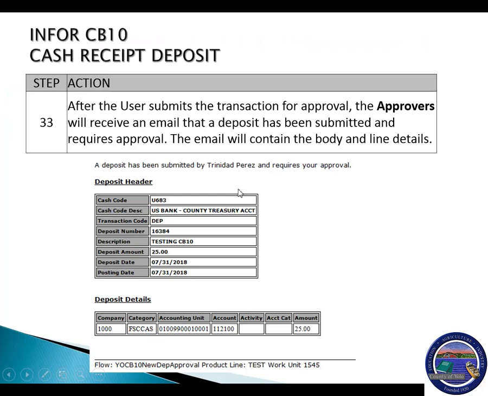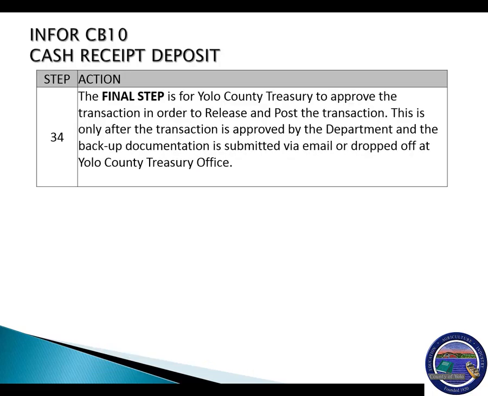After the user submits the transaction for approval, the approvers will receive an email that a deposit has been submitted and requires approval. The email will contain the body and line details. The final step is for Yolo County Treasury to approve the transaction in order to release and post the transaction. This is only after the transaction is approved by the department and the backup documentation is submitted via email or dropped off at the Yolo County Treasury office.